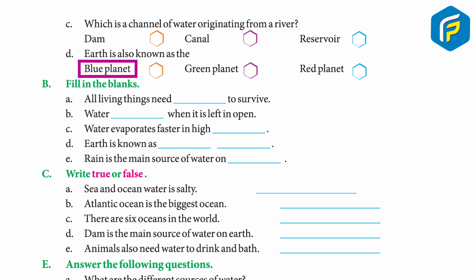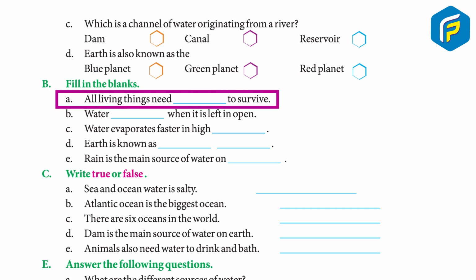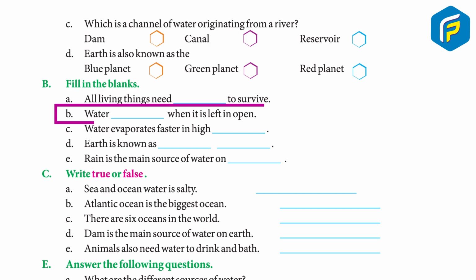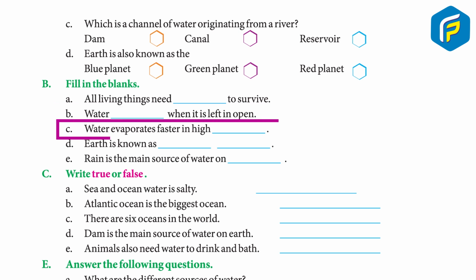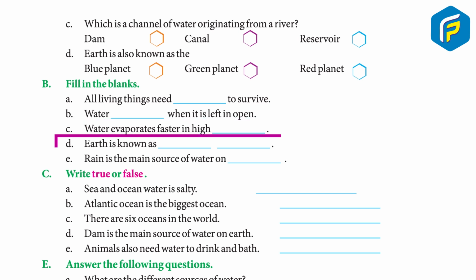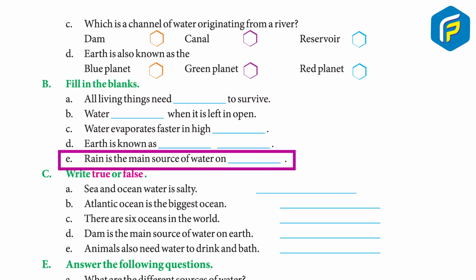Answer. Blue planet. B. Fill in the blanks. A. All living things need dash to survive. Answer. Water. B. Water dash faster when it is left in open. Answer. Evaporates. C. Water evaporates faster in high dash. Answer. Temperature. D. Earth is known as dash. Answer. Blue planet. E. Rain is the main source of water on dash.